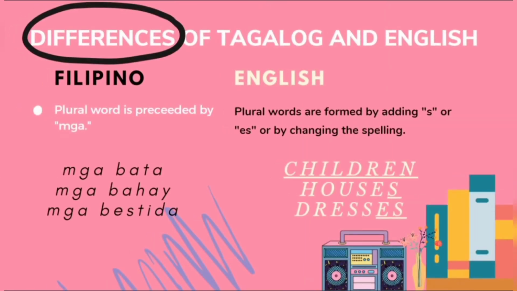Another difference between Filipino and English is that in Filipino, plural words are preceded by mga, while in English, plural words are formed by adding s or es or by changing the spelling. Let's have these words as an example. For you to create a plural noun out of bata, you have to add mga. Mga bata, mga bahay, mga bestida. While in English, you have to change the spelling from child to children. From house to houses, you add s. From dress to dresses, you have to add es.